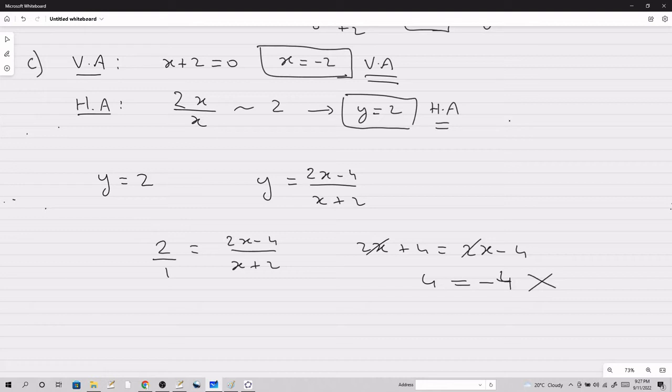Of course, the vertical asymptote cannot cut the graph because the function is undefined at that point.